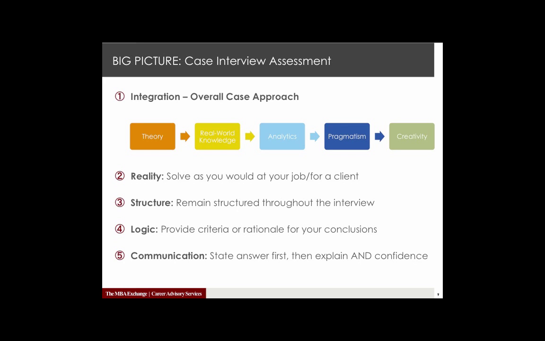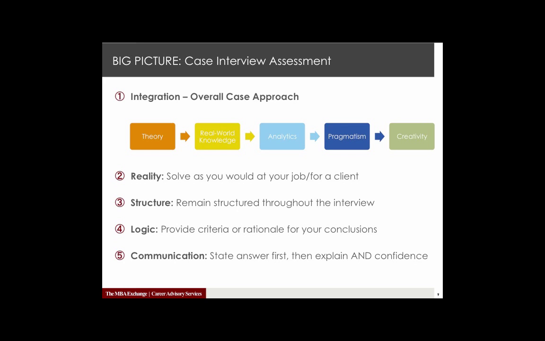The second element of your case interview that can be incredibly valuable is to bring this idea of reality to the interview. You're sitting down and you're solving a problem, and you should do that as if it was your job and you were working with a real client. If you try as much as you can to take away the interview dimension and make this a discussion with a colleague, it really sets a very different tone for your interview.